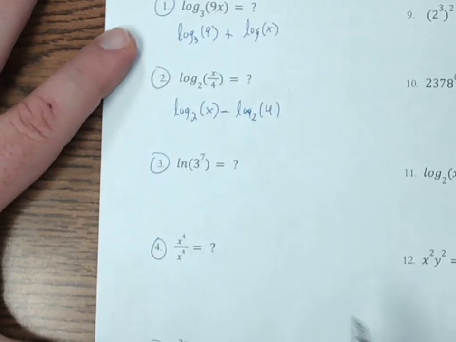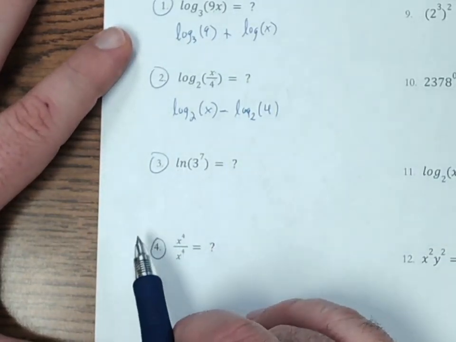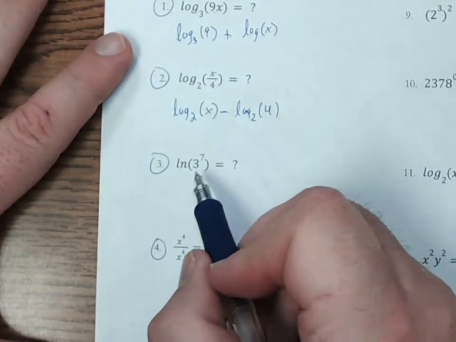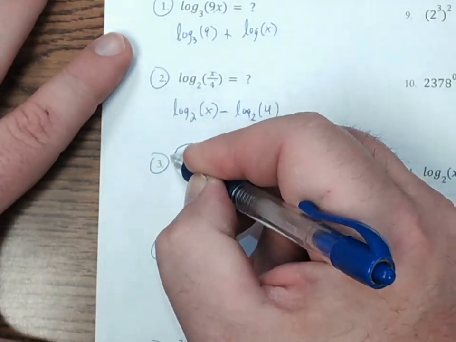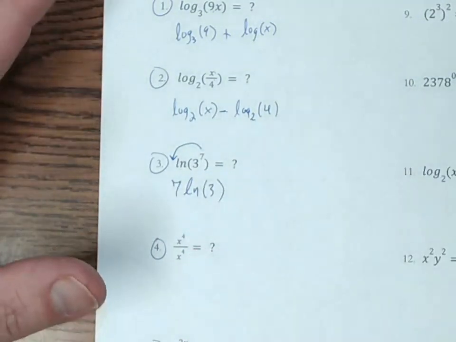No big deal. Number 3, the natural log of 3 to the 7th. Don't worry that this is the natural log. That's just a log base e. We talked about e last time, and that it's a special number in a special case. In this case, all we're going to do is move this exponent in front. So we get 7 times the natural log of 3. No big deal.